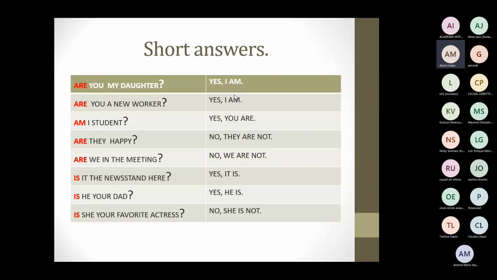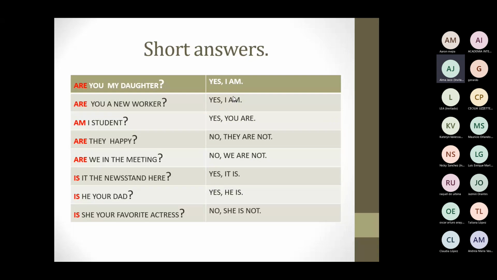Are we in the meeting? Yes, we are in this meeting. Okay, good. The next one. Is the newsstand here? No, it is a newsstand. Okay, good. The next one. Is he your dad? No, he isn't my dad. Okay, perfect. And the last one. Is she your favorite actress?